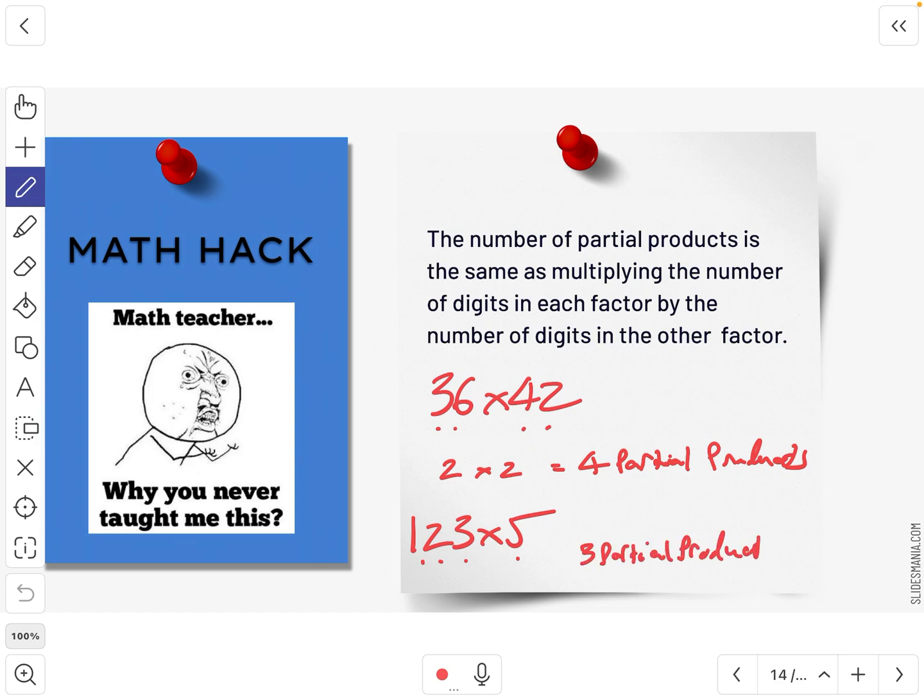And so for this first one, it would be 30 times 2, 30 times 40, 6 times 2, 6 times 40, right? That's 4 of them. This next one would be 100 times 5, 20 times 5, 3 times 5, right? So sometimes it's handy to figure out how many partial products are going to be in there so that you can make sure you don't miss any.